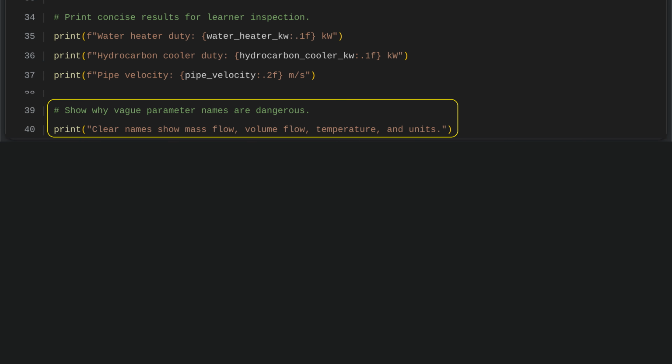The code shows why clear parameter names matter in programming. Descriptive names make the purpose and units of values such as flow rates and temperature easier to understand, which helps reduce confusion and prevent errors in engineering calculations.